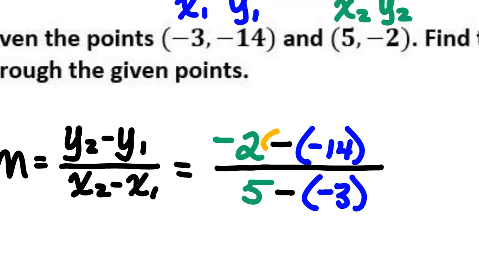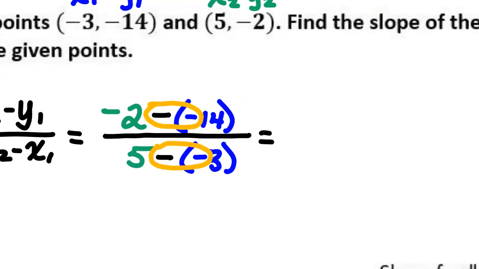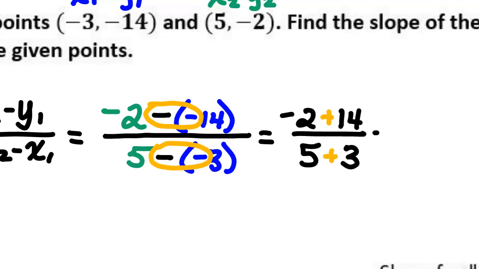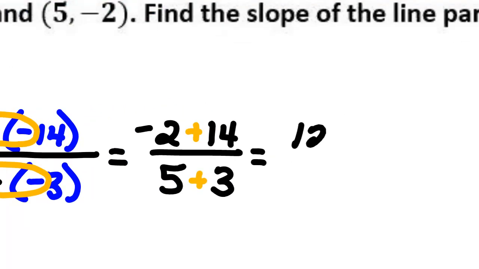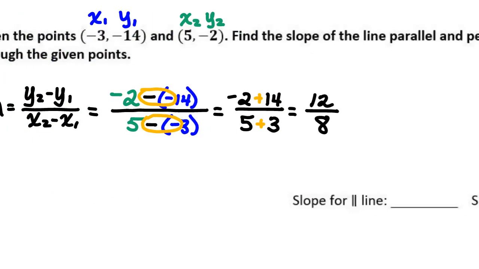When I subtract a negative, like I'm doing here in the numerator and in the denominator, that's going to turn into addition. So that would be -2 plus 14 and 5 plus 3. -2 plus 14, that's 12. 5 plus 3 is 8.